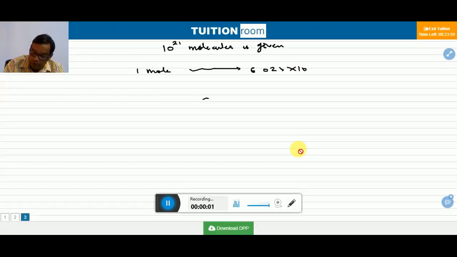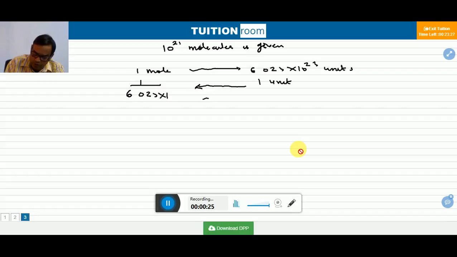Into 10 to the power 23 units, whether this unit is atoms, molecules, or whatever it is. Therefore, one unit having how many moles? This is 1 upon 6.023 into 10 to the power 23. This is what? Mole. So according to 1 unit, the moles are like this.